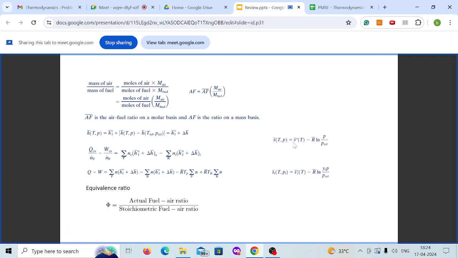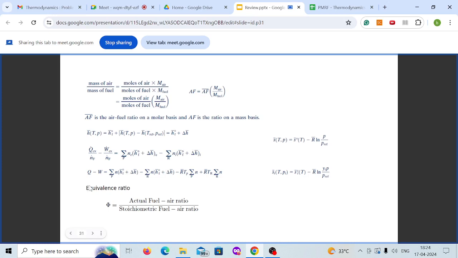So for any chemical reaction, if you apply an energy balance, this is similar to the first law, except that instead of enthalpy you use the enthalpy of formation in the delta H, and this is all written in moles, so instead of mass you use moles. So Q CV by number of moles in feed minus W by N F equals the summation of the number of moles of the product into enthalpy minus the reactant enthalpies.